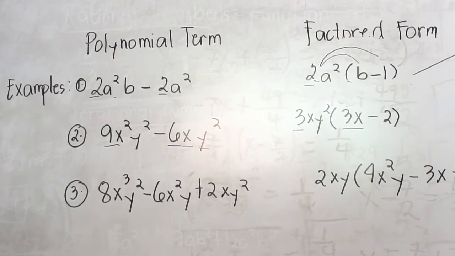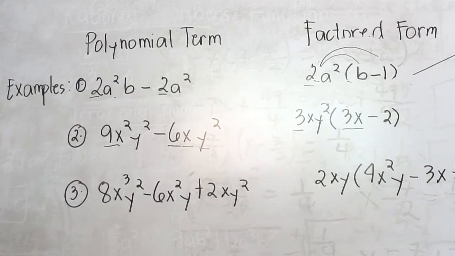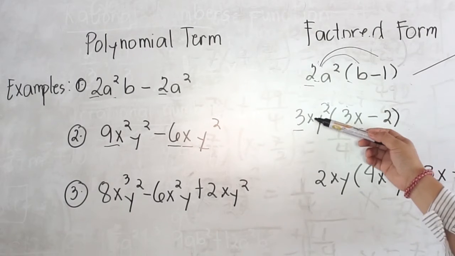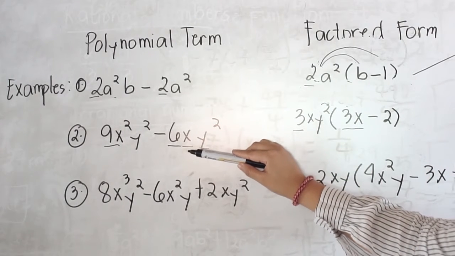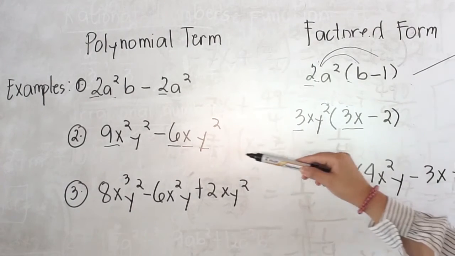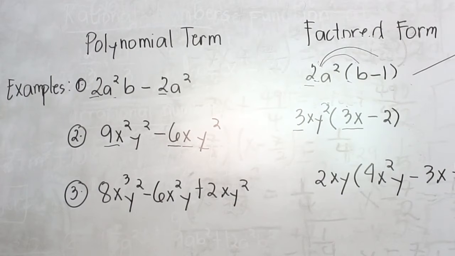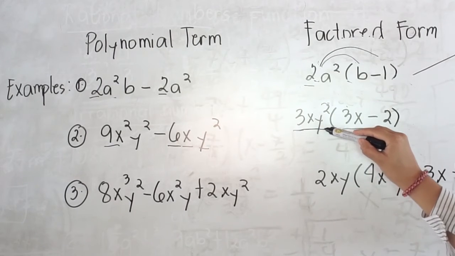Next example is 9x squared y squared minus 6x y squared. First, we have to look for a common factor of 9 and 6. Their common factor is 3. And also for the variables x and y, we have to look for the lowest exponent. The lowest exponent of x is in the second term, which is x, and the lowest exponent of y is y squared. So we now have our factor, which is 3x y squared.